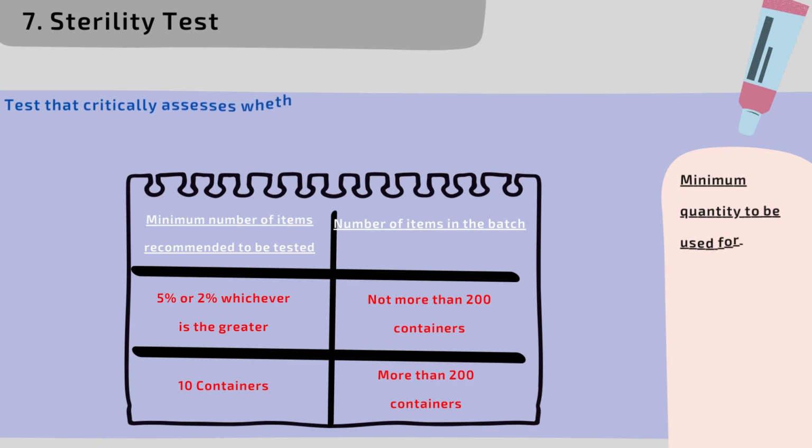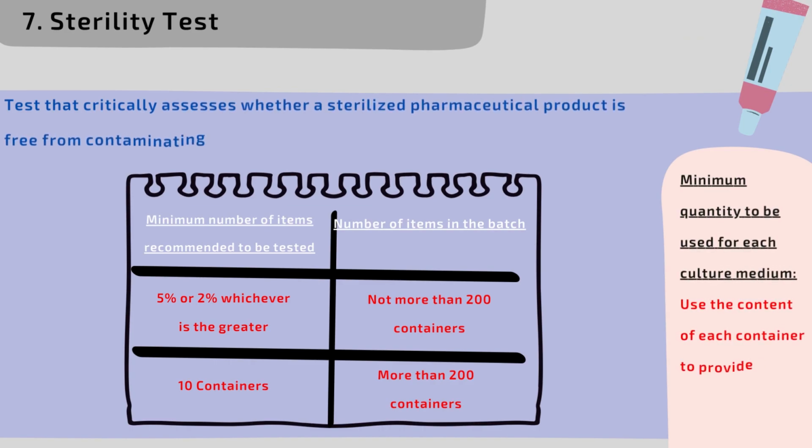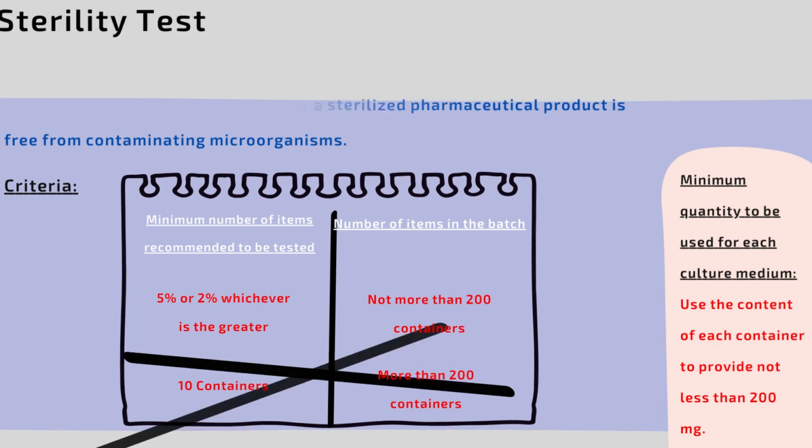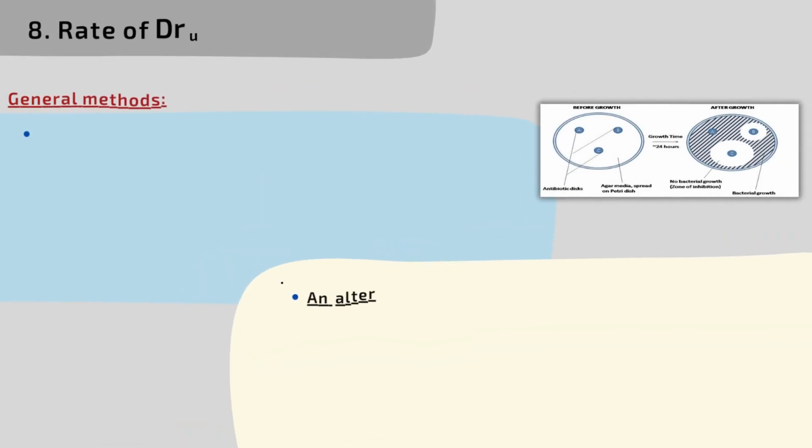Sterility test. Test that critically assesses whether a sterilized pharmaceutical product is free from contaminating microorganisms. Criteria: if the number of items in the batch is not more than 200 containers, minimum number of items to be tested is 5% or 2 containers. If the number of items in the batch is more than 200 containers, minimum number of items to be tested is 10 containers.